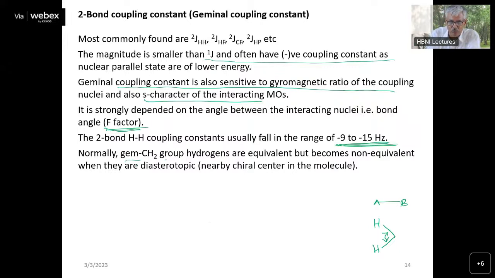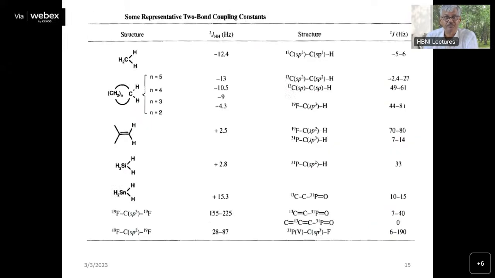Normally the CH2 group hydrogens are equivalent. Normally you will see many molecules with CH2, CH2, CH2 that are equivalent, but they sometimes become non-equivalent when they are diastereotopic. If you remember, yesterday I showed, let us say, valine. Those two methyl groups, and also in leucine. So CH2 groups adjacent to the chiral center, or even away from the chiral center, become chemically non-equivalent and then they may couple to each other.